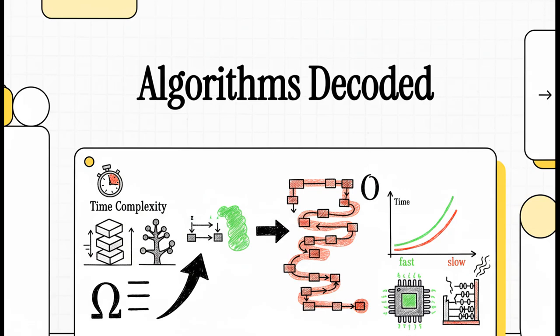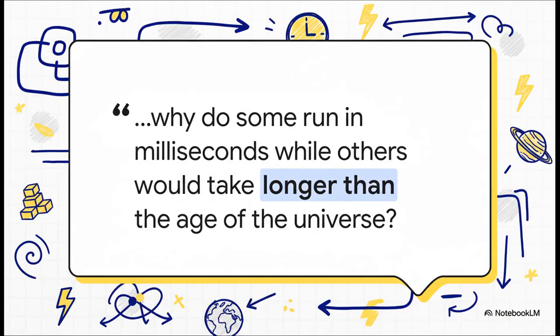Every single time you search for something online or get directions on your phone or even just stream a video, you're using algorithms. You can think of them as these invisible recipes that are just powering our entire digital world. But here's the thing, not all recipes are created equal. And that leads to this just fascinating question, which Claudia Reid puts perfectly.